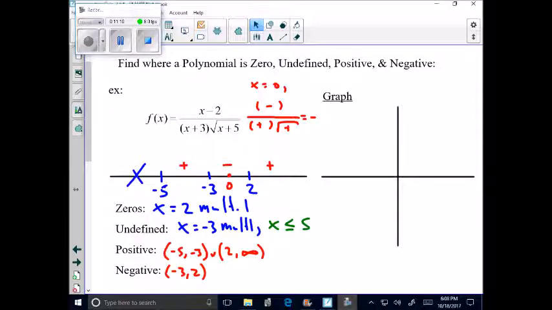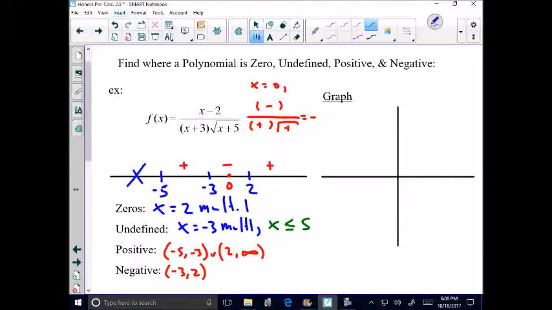All right, guys, so looking at this first one, we can get the zero of the numerator as x equals 2. That has a multiplicity of 1. And the zeros of the denominator are going to be -3 and -5.